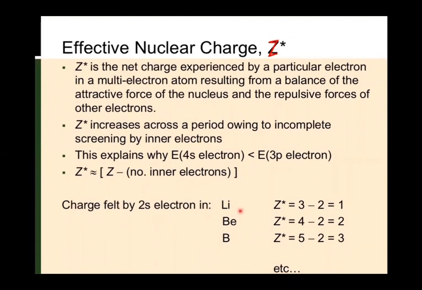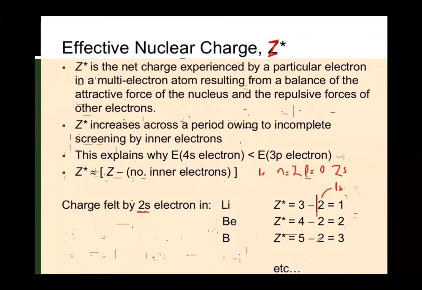The charge felt by the 2s electron in lithium is going to be: the effective nuclear charge is equal to 3, which is the number of protons in the nucleus, minus 2, which is the number of inner shell electrons. That's the 1s electrons in this case, because you remember it goes 1s, and then the next one would be n is equal to 2, l is equal to 0, which is the 2s orbital. Remember, we're talking about the 2s orbital, so the only electrons closer to the nucleus will be the 1s. That's why all of these values here are 2.